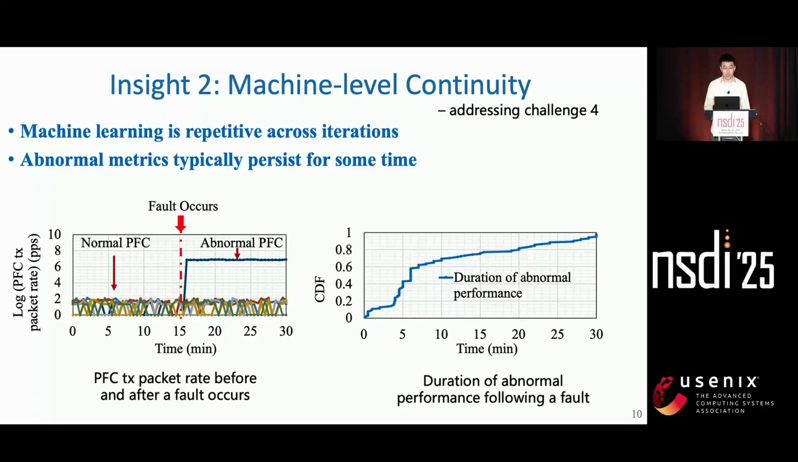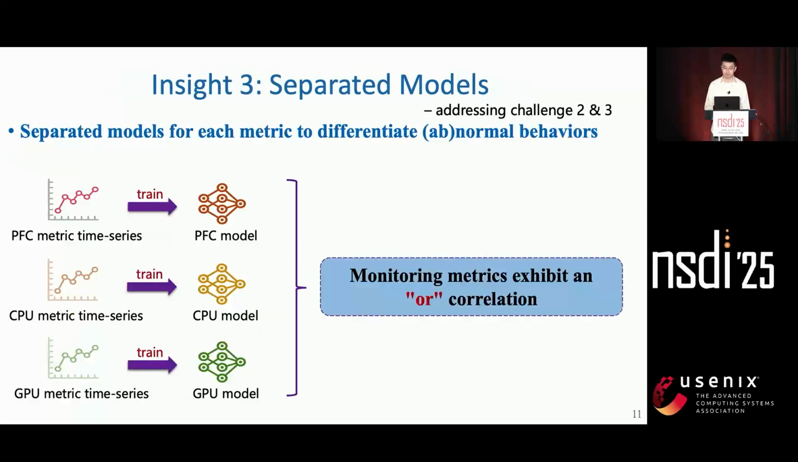To denoise the time series data, we can leverage the notion of abnormal continuity. Once a fault occurs, abnormal performance typically persists across several consecutive per-second windows. This can be used as a reliable indicator for identifying faulty machines and ruling out noise.